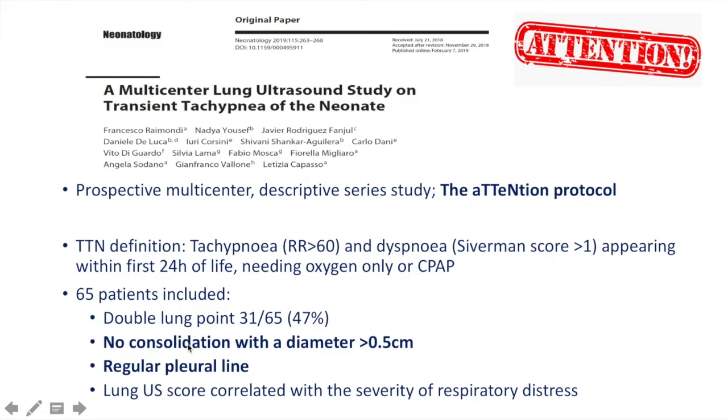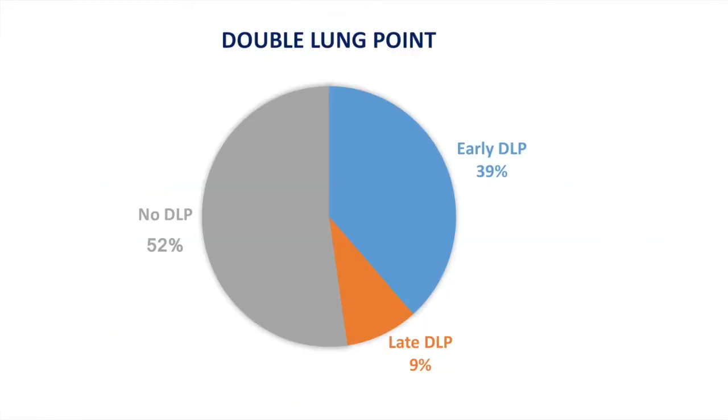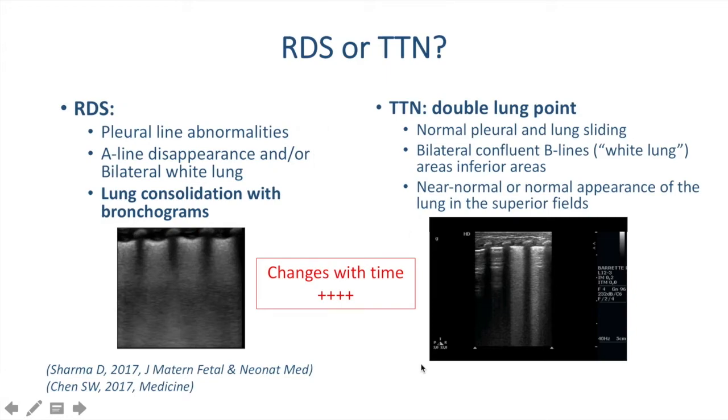They found no consolidation with a diameter more than 0.5 centimeter, a regular pleural line, and the lung ultrasound correlated with the severity of the respiratory distress. As you can see, these double lung points may be missed early on. I mean, only 39% of the double lung points are present in total in the first 24 hours, and the late double lung points appear after 24 hours, and 9% of the cases appeared after 24 hours.